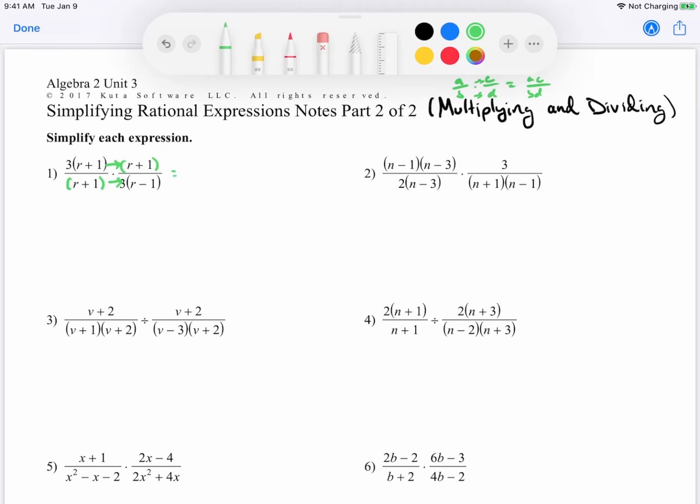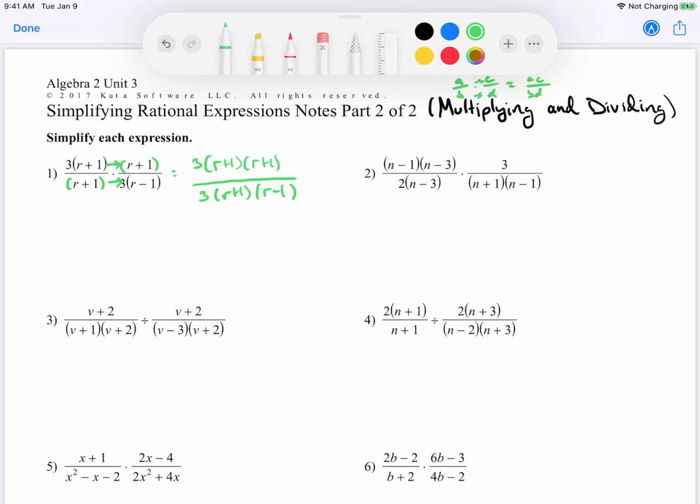And so what we're going to be left with is 3 times (r plus 1) times (r plus 1), and do not make that squared yet. Always keep it as simplified as possible. Over, and then that 3 is going to move to the front, because we want to list it in order of factors. So this is 3 times (r plus 1) times (r minus 1).